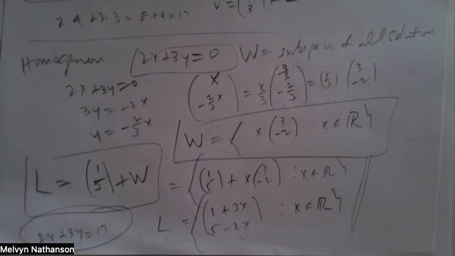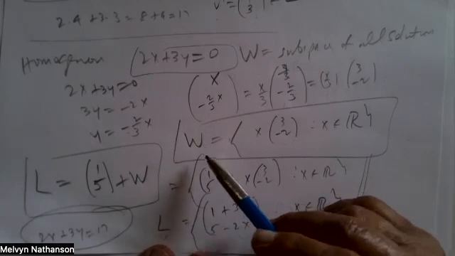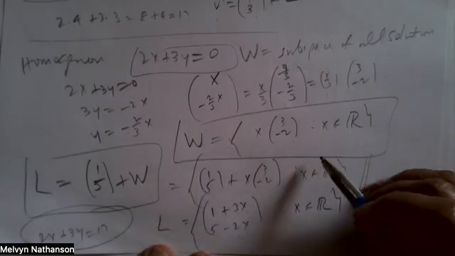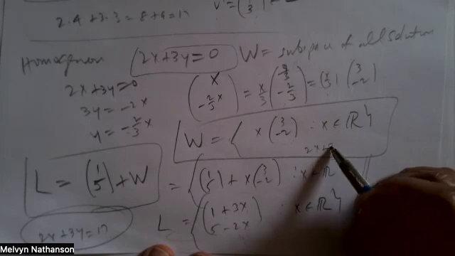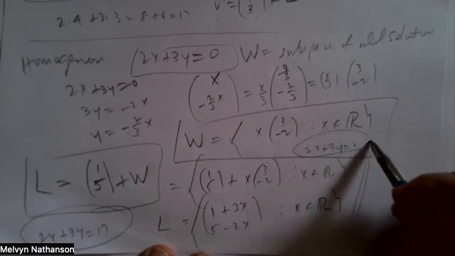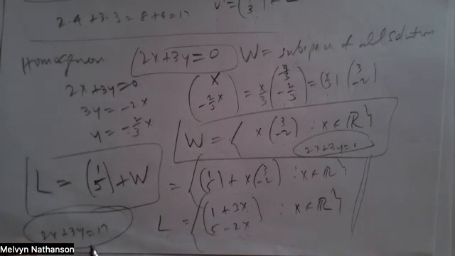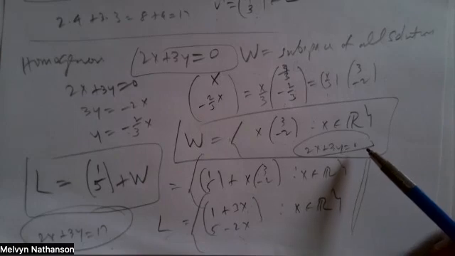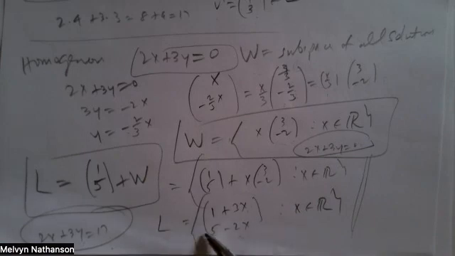What's the difference between L and W? W is being used for the solution space of the homogeneous equation. For W, we're looking at the equation 2x plus 3y equals 0. In L, we're looking at the equation 2x plus 3y equals 17. So W is the vector subspace of solutions of the homogeneous equation. L is the solution space of the inhomogeneous equation.